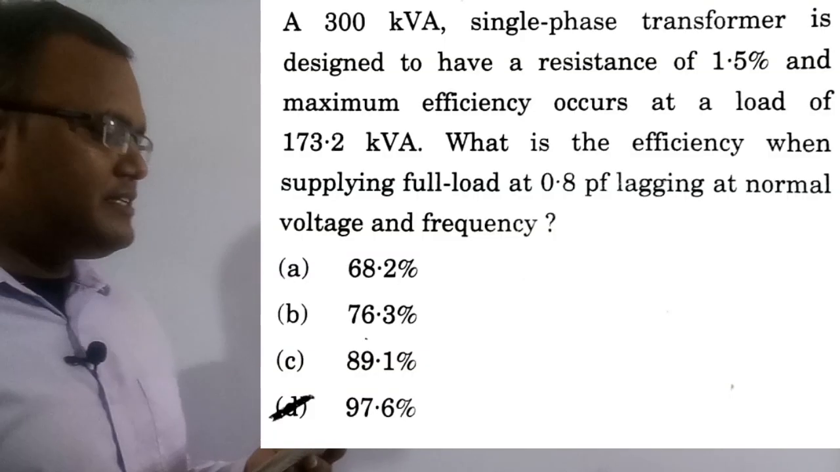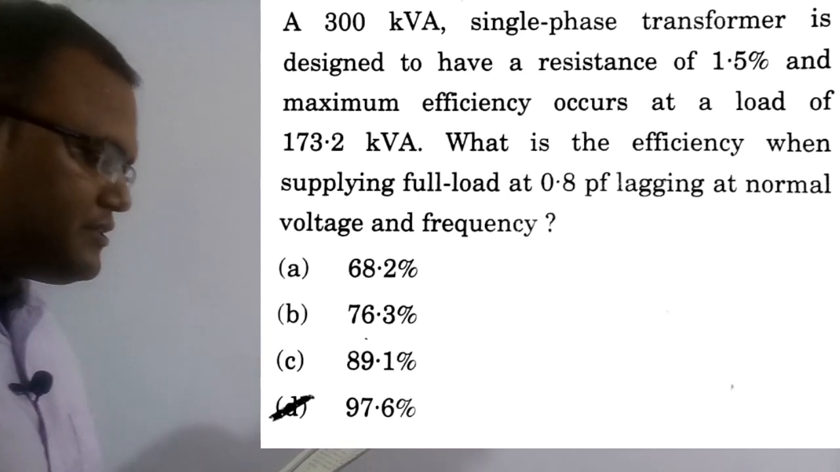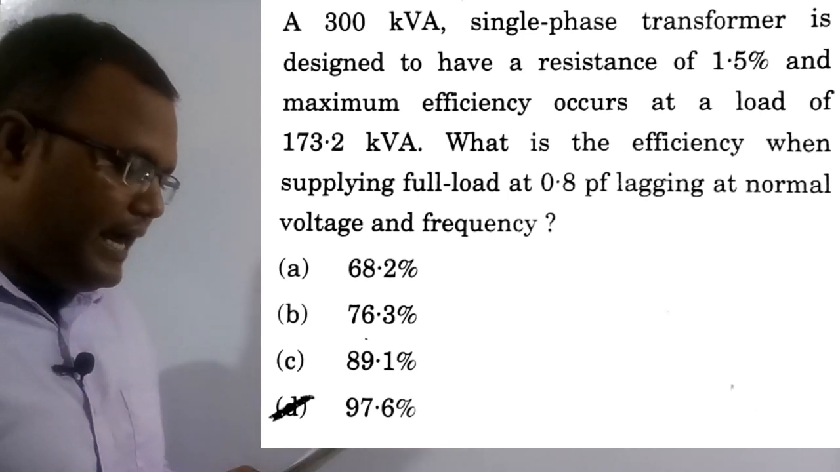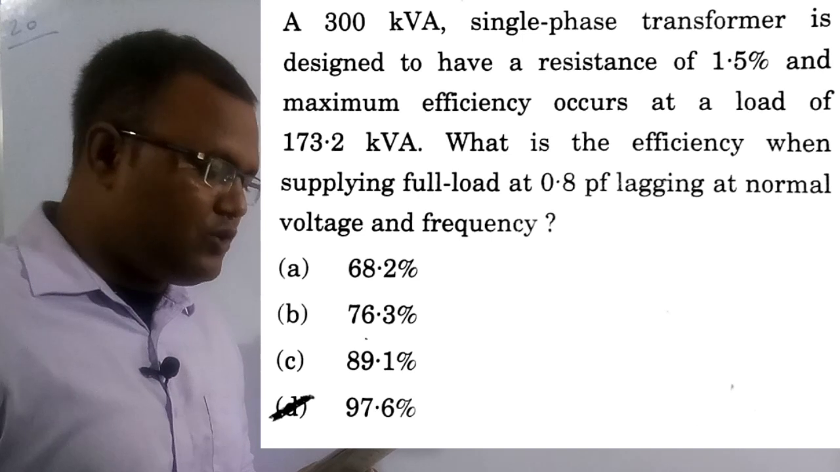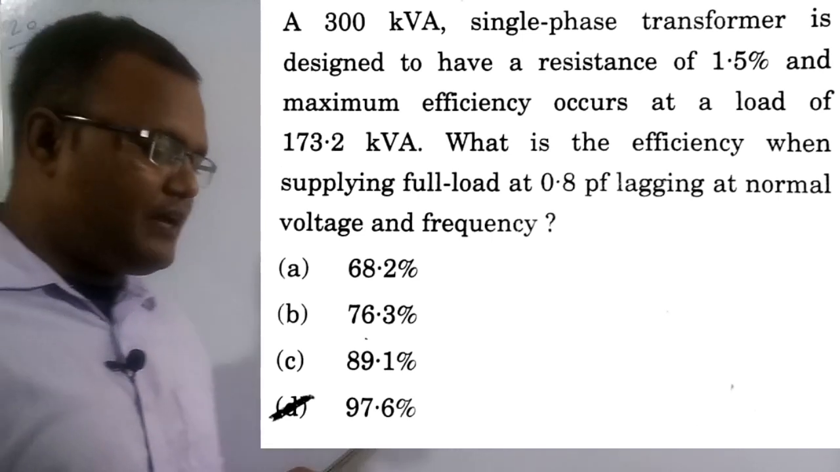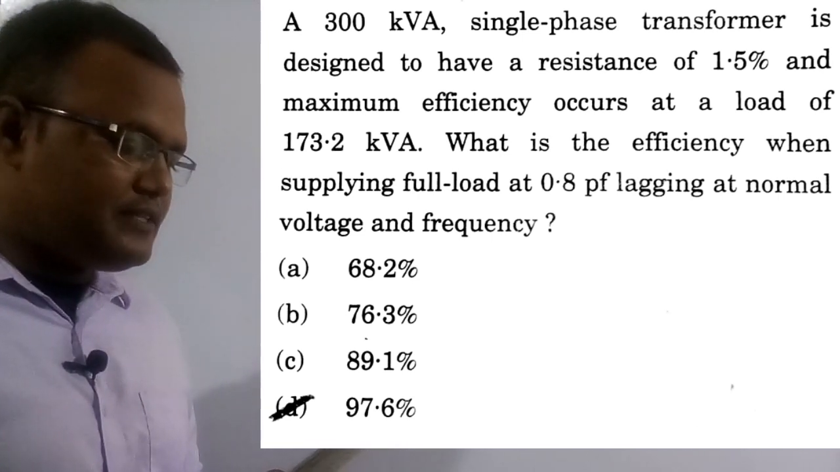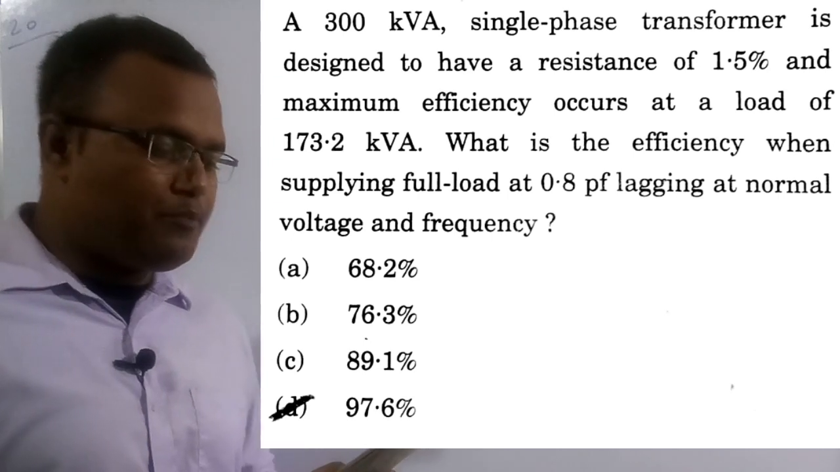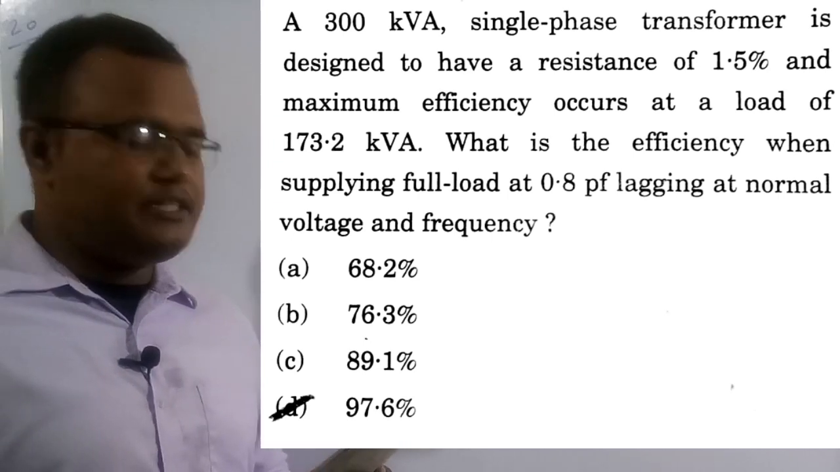So this is the last question of this lecture. See the question here, question number 20. A 300 kVA single phase transformer is designed to have a resistance of 1.5% and the maximum efficiency occurs at a load of 173.2 kVA. What is the efficiency when supplying full load at 0.8 power factor lagging at normal voltage and frequency?